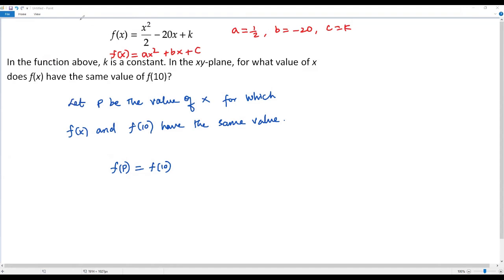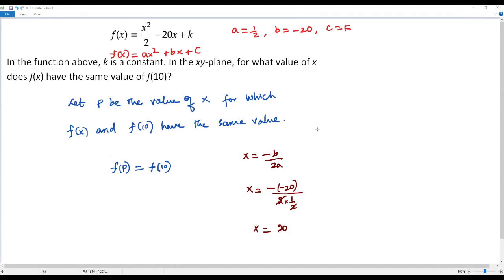We have a formula to get the axis of symmetry, that is x equals negative b over 2a. The value of b is negative 20, so let's plug in negative 20 for b, and 2 times the value of a, which is 1 over 2. Here this 2 will cancel out, then we get x equals negative times negative, which becomes positive. So 20 divided by 1 is 20. Here I got the axis of symmetry.